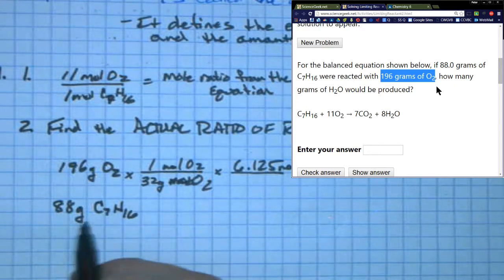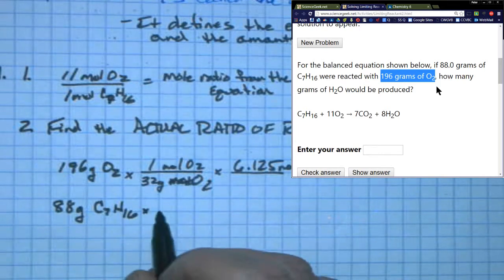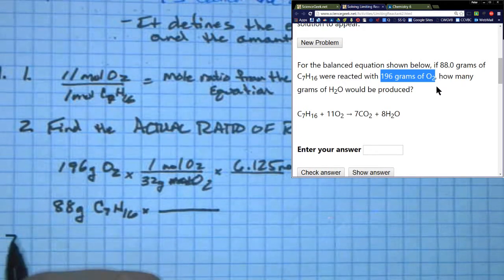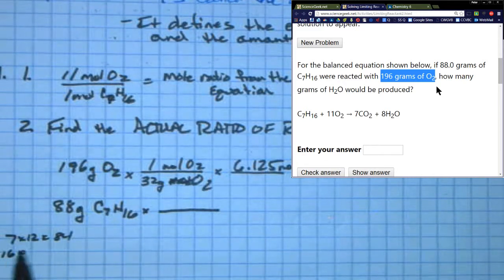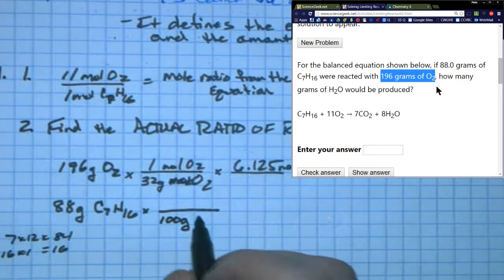Okay, for the other one, 88 grams of C7H16, we have to find its number of moles. C7H16 is going to be 7 times 12 is 84, plus 16 times 1 equals 16, equals, check that out, 100.